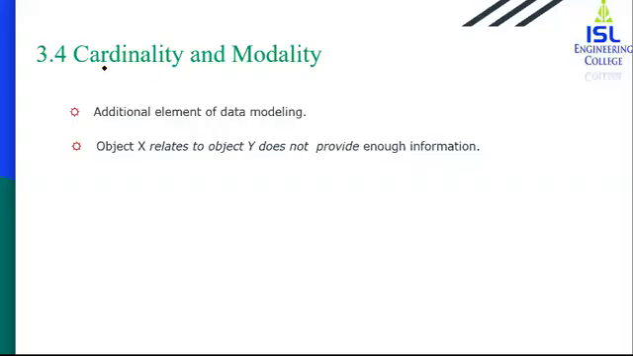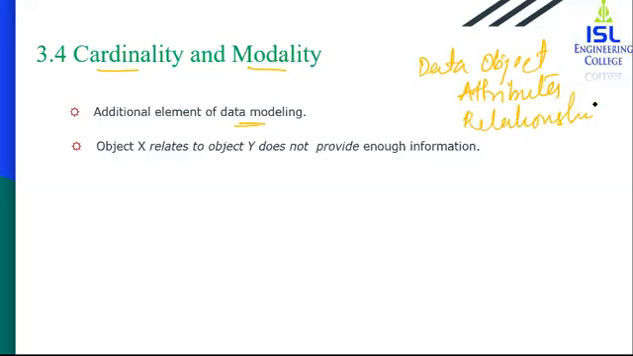Now the next topic is cardinality and modality. These are some additional elements within data modeling. Within data modeling, we studied different data objects, the attributes, and the relationships. The next is cardinality and modality. This is an additional element to the data modeling concept. You can have an object X that is related to object Y. We have taken an example like book and bookstore.